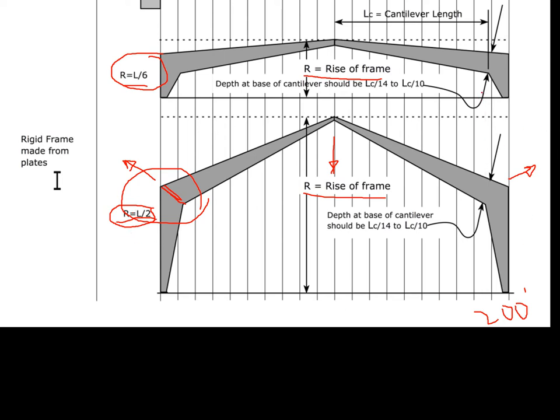The other crucial dimension that's given here is the depth of this cantilever at the root of the cantilever, which is typically equal to the length of the cantilever, which we see up here, which is from the center point down to the root. That length of the cantilever divided by 14 would be the shallowest it would be, and then divided by 10 would typically be about the deepest that it would be.